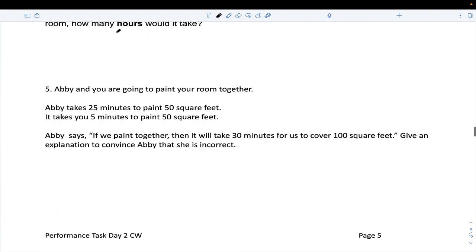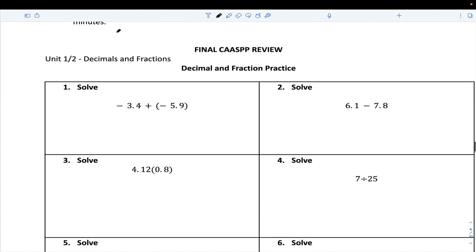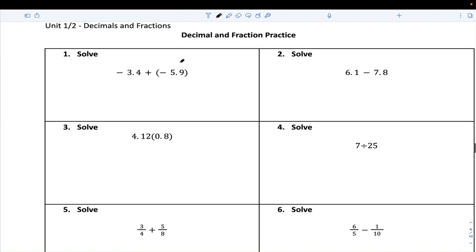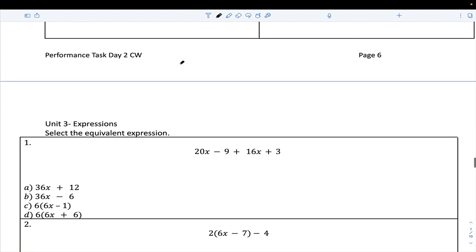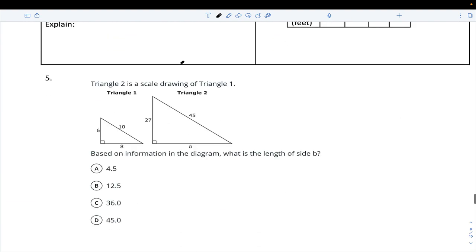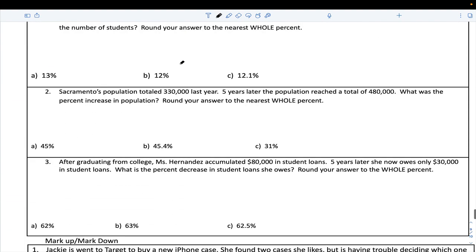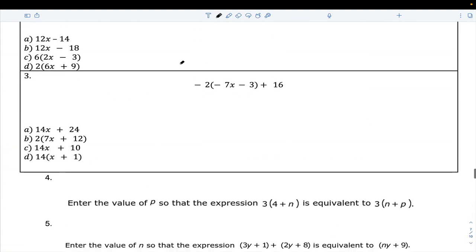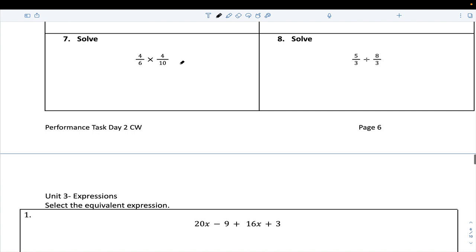Skip the independent practice and go to the final review. You have 5 minutes. I have 4 different sections for you. Unit 1, 2 is decimals and fractions. Unit 3 is expressions. Unit 6 is proportions. And Unit 7 is percent. Choose one to focus on. Do a couple problems with your partner. And if you would like to tonight, along with your homework, you could just peruse a couple of those to refresh your memory.